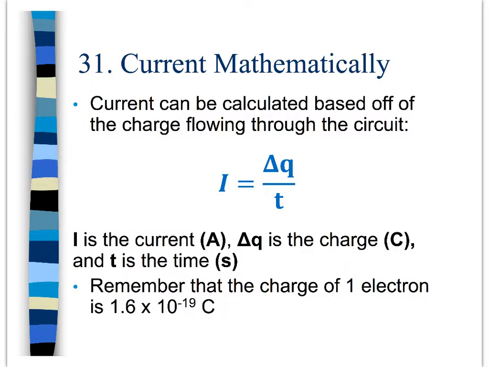We do have a way of calculating our current based off of the charge. We said current was a measure of charge per time. So our equation is simply that current is the change in charge, or the amount of charge that passes by a given point in our circuit, divided by the time. Now, if we want to get our units properly, our charge needs to be in coulombs, our time needs to be in seconds, and that will give us a current in amperes, which is our standard unit. One thing to keep in mind here is that the charge of an electron is that fundamental charge, 1.6 times 10 to the negative 19th. That will sometimes come up in problems involving current.